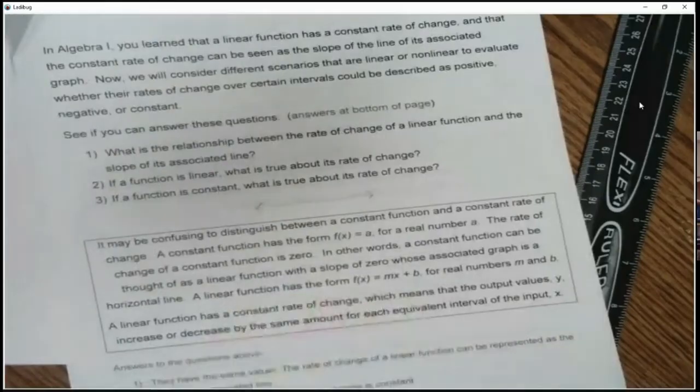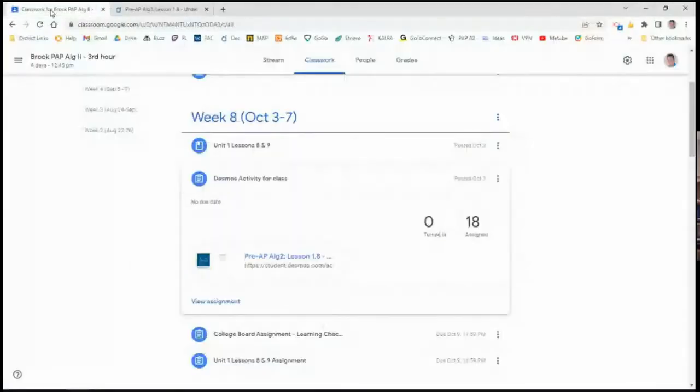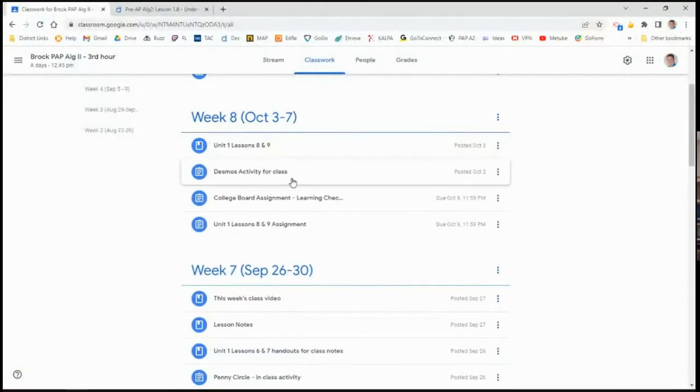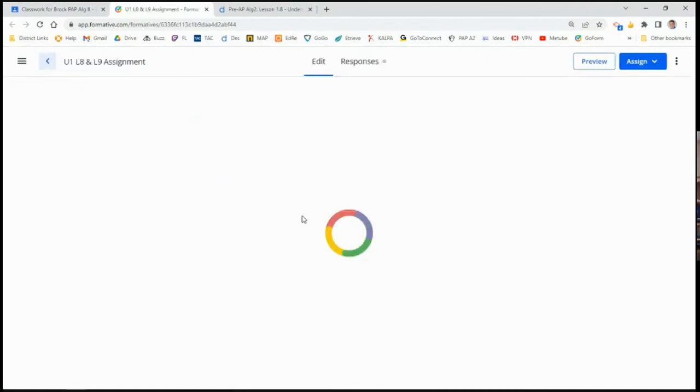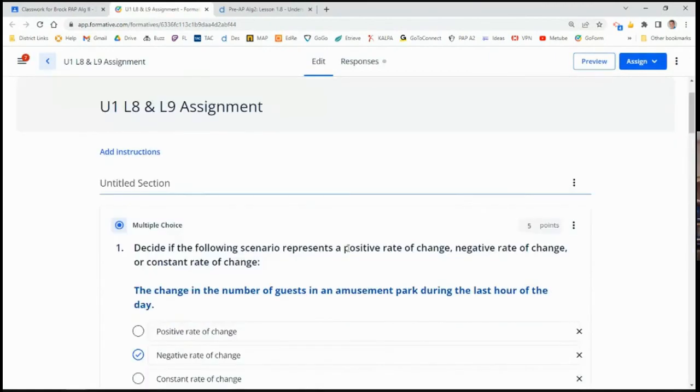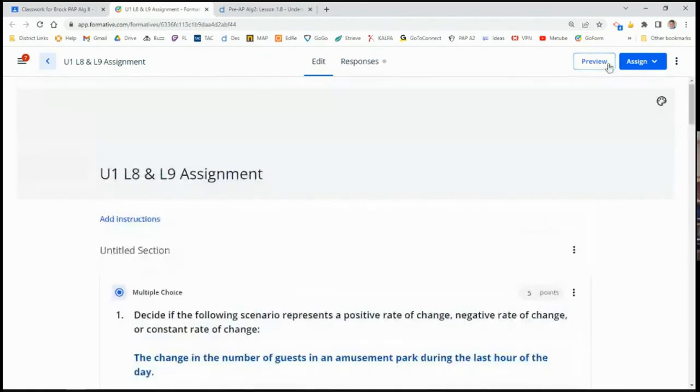So, all right. That is all the new information. That sets you up for this week's lessons, which is the 8 and 9 assignment. When you click on that, it takes you to Formative, and it's got rate of change questions. Formative just takes forever to load these days. So it's got rate of change problems right there.